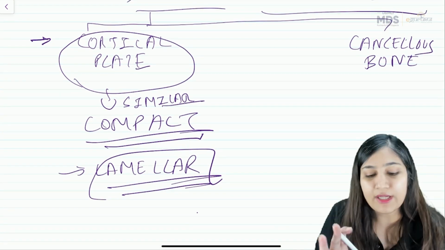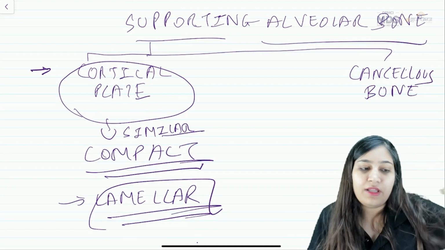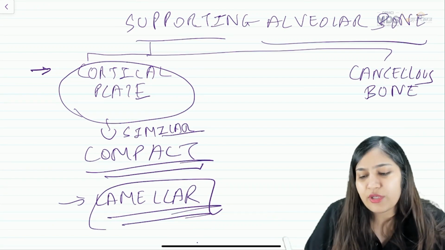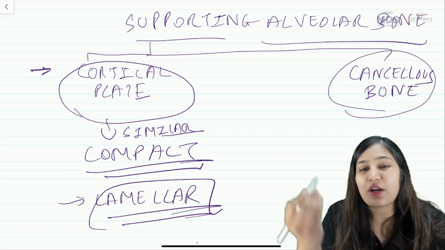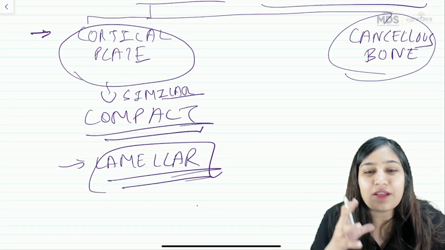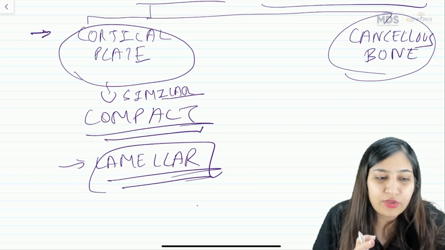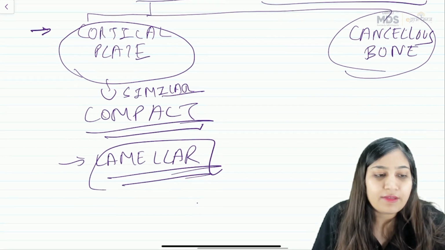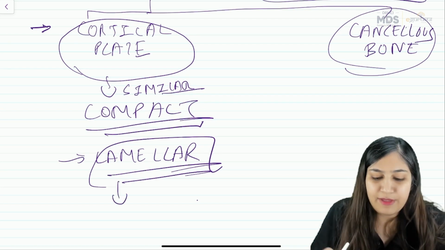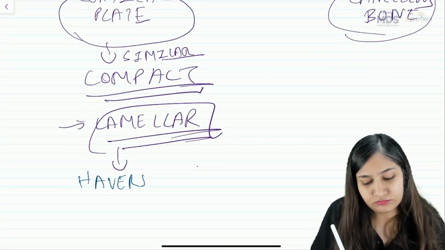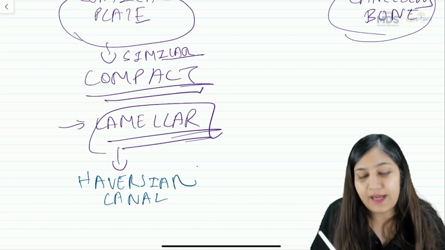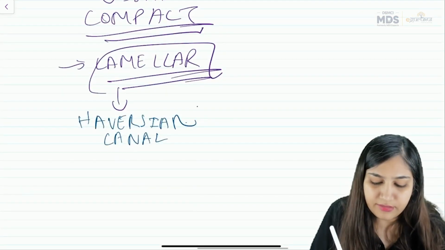So here, the supporting alveolar bone consists of two parts: cortical plate, and cancellous bone in the center, with cortical plate surrounding the root portion. The cortical plate has an appearance similar to compact bone. It is mainly lamellar, consisting of Haversian canal and interstitial lamellae.